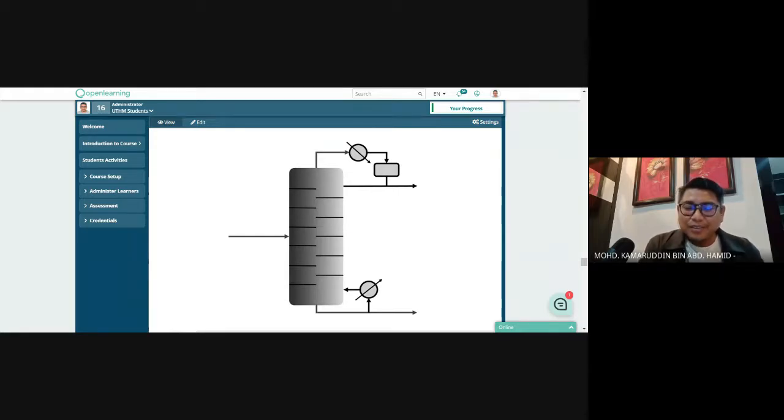Okay guys, dah. The answer is distillation column. Ingat, kalau dia ada condenser, ada reboiler, itulah distillation column. Tak ada salah satu, is not distillation column. Tak ada dua-dua, bukan distillation column.